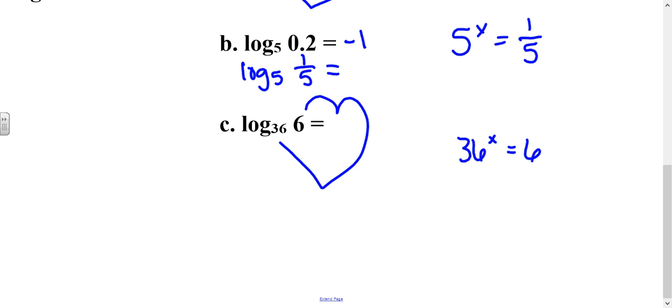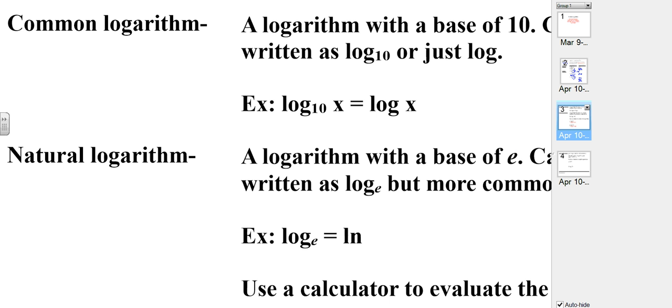Well, I know that the square root of 36 is 6. So what power is equivalent to a square root? And the answer is 1/2. So if I took 36 to the 1/2 power, that would be like taking the square root. Then it would be 6. So the answer is 1/2. So anytime your number gets smaller than your base, you know you're going to have a fraction as the exponent. All right.